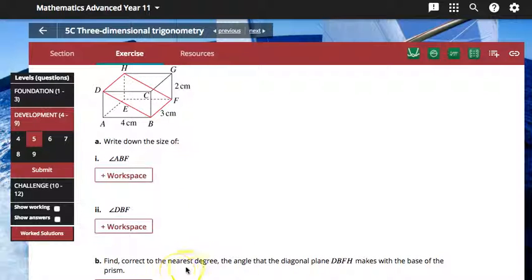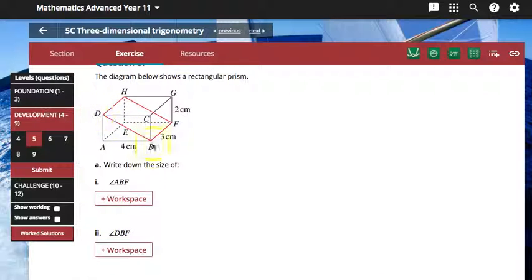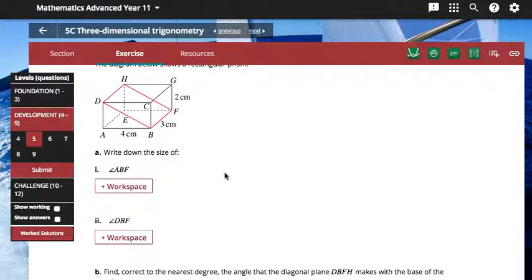And in the next part, you have to find the angle that the diagonal plane DBFH, so that's just a plane, a flat surface, makes with the base. Find the angle that this red cardboard makes with the base. So you're trying to find this angle like that. Yeah, so we're going to have to draw that. We need to find this angle.